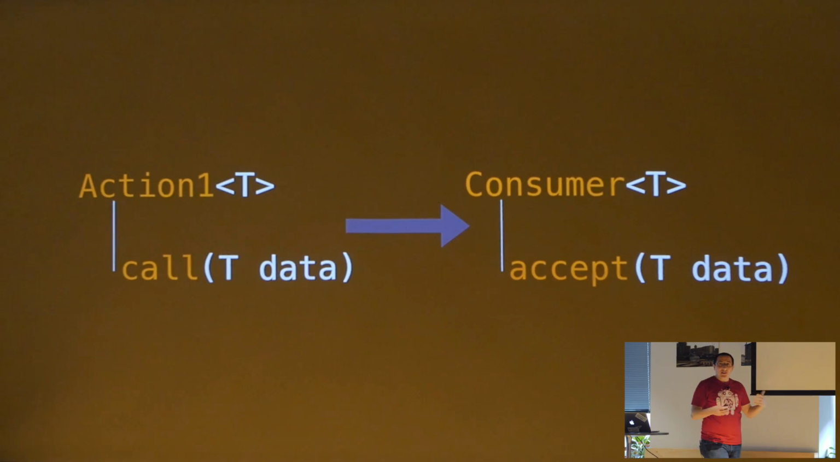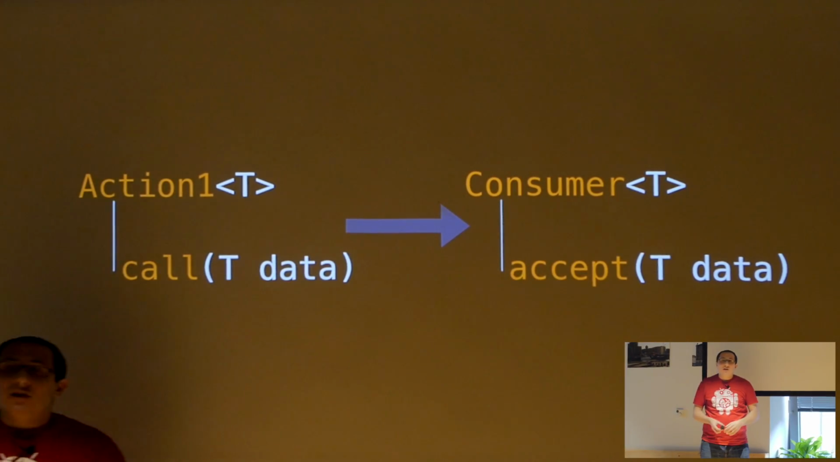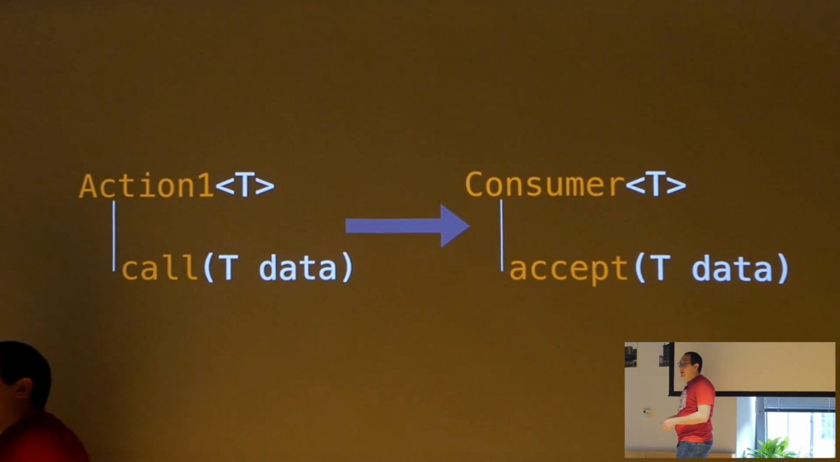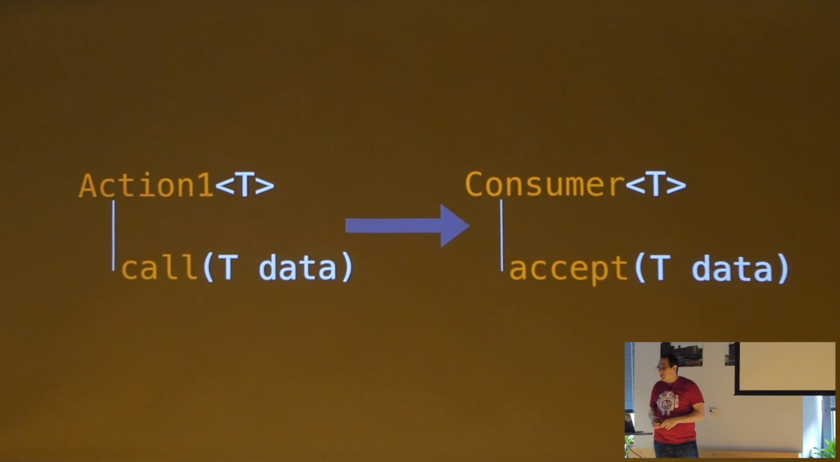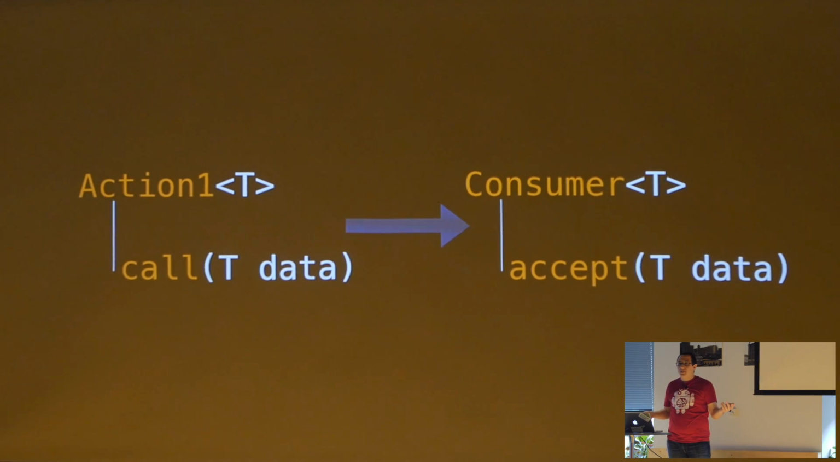So we would expect that action 0 could be a consumer 0, right? So who will say that action 0 is a consumer 0 or something like that? Nobody? Oh, come on. Really? So let's see.